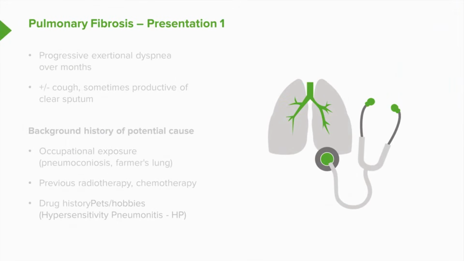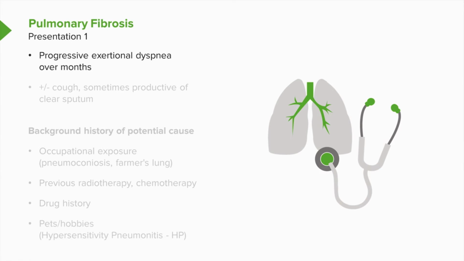So how does pulmonary fibrosis present? Well, usually it presents with exertional dyspnea. The patient will say, I've been getting breathless and more breathless over the past few weeks or few months. Sometimes the patient may have a cough as well, which is usually dry but can be productive of clear phlegm.